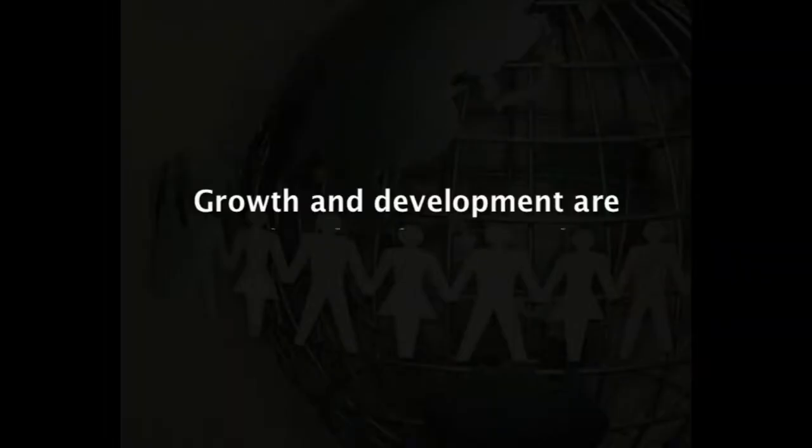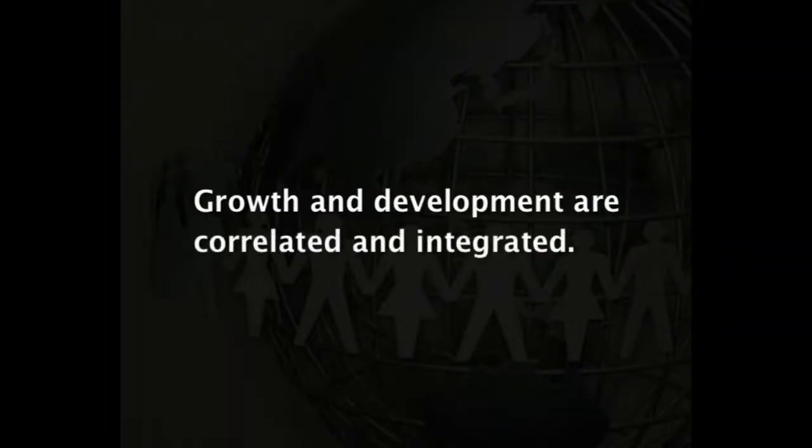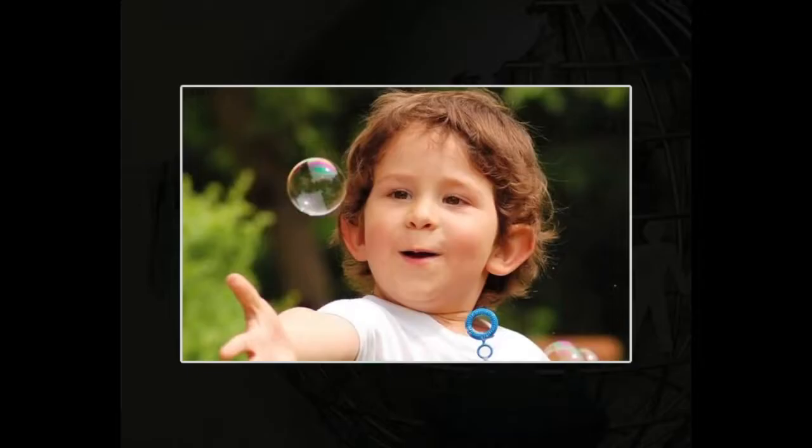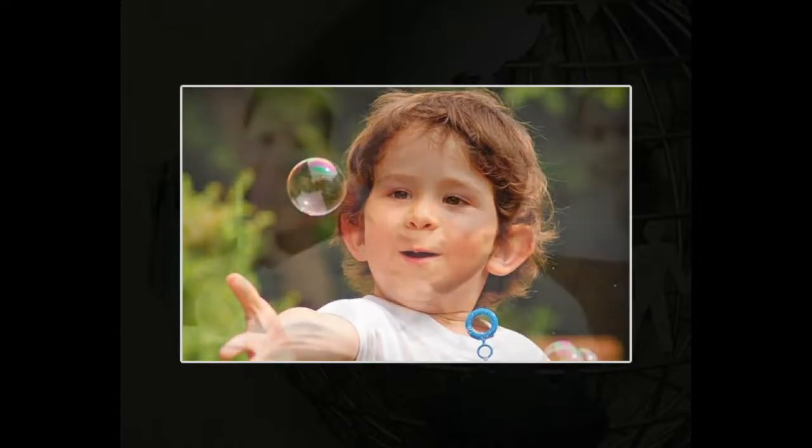Growth and development are correlated and integrated. Growth and development do not occur in isolation. Both are interrelated with each other. While the child's body grows, he masters the physical skills. Similarly, as the brain grows, the child's mental development also undergoes a qualitative change, like reasoning and thinking, etc.